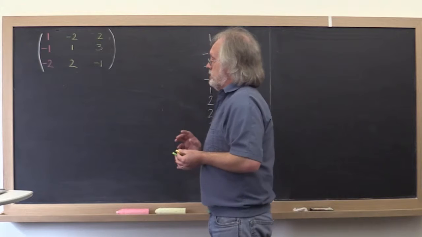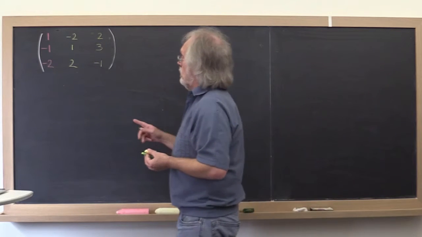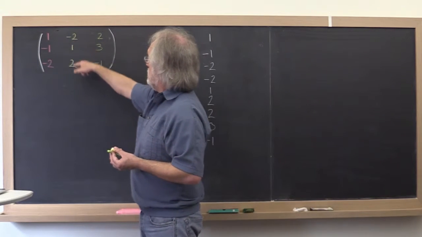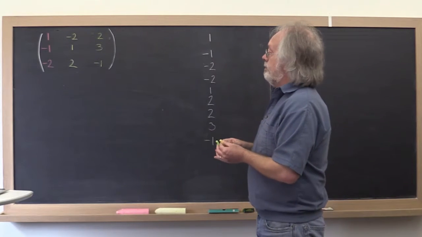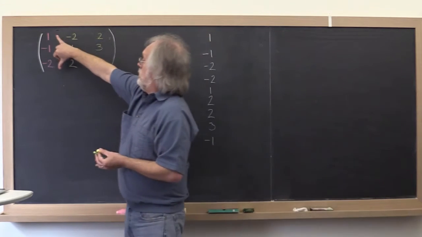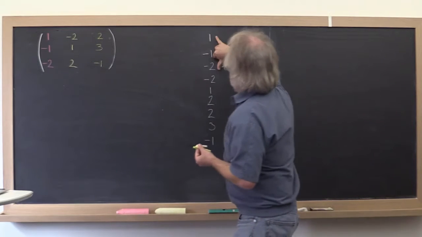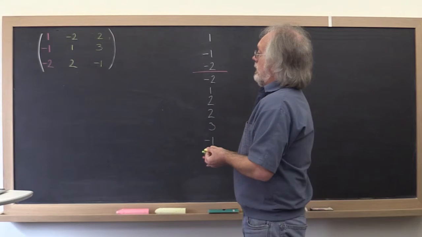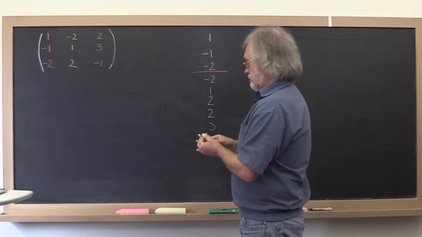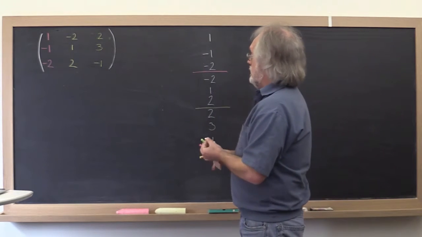So let's have a look at this. What does column major order mean? Well, we have the numbers here. What I've done here is I have written the first column first, and then the second column, and then the third column.